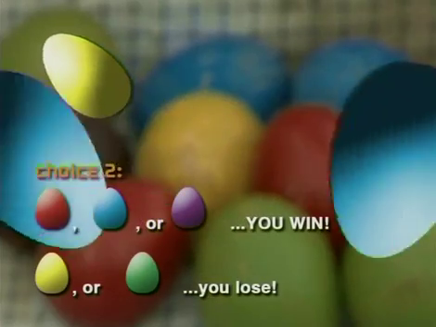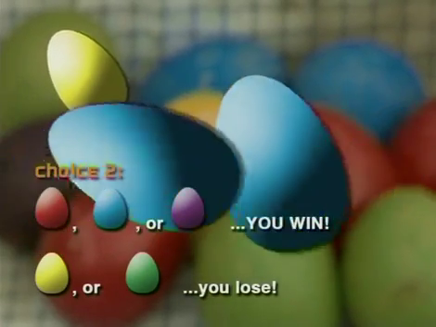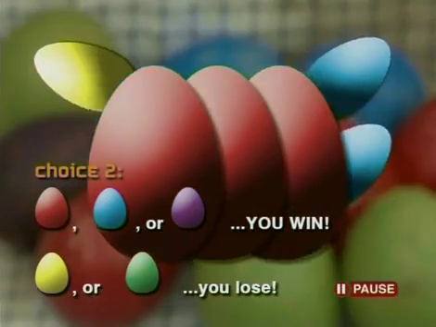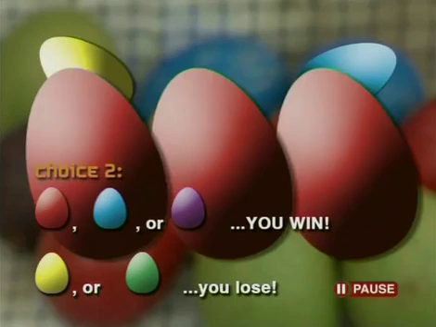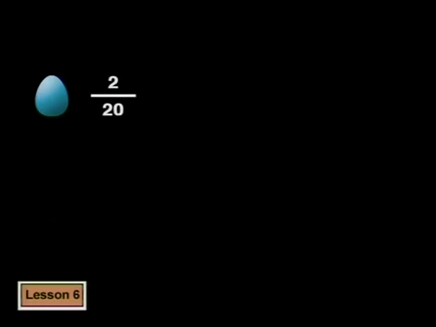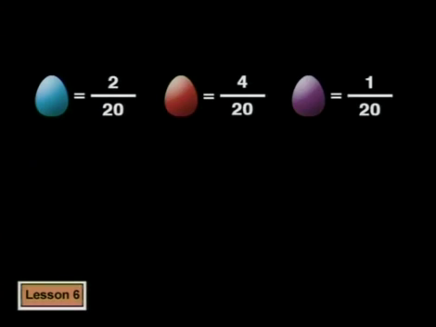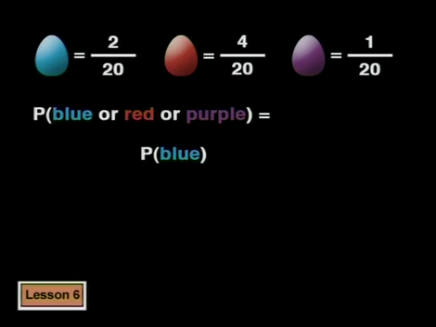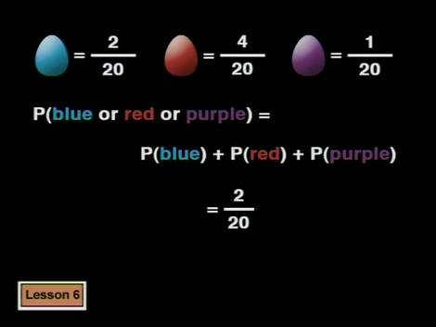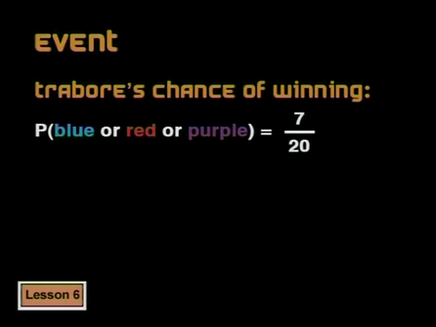Let's look at another example from the story. Let's play our choice 2 again, this time choosing a different color. What was the probability of choosing a blue, a red, or a purple egg? The probability of choosing a blue, a red, or a purple egg is the probability of choosing blue plus the probability of choosing red plus the probability of choosing purple. So this becomes 2/20 plus 4/20 plus 1/20, which is a total of 7/20. This was Trabor's chance of winning in choice 2.